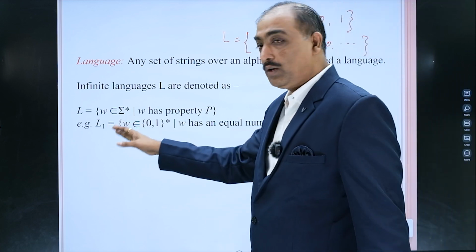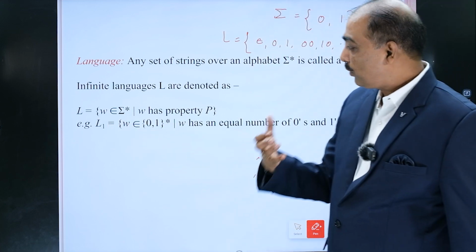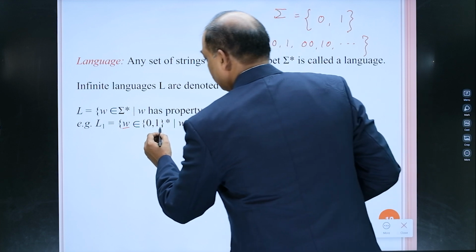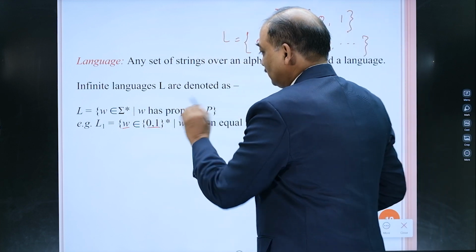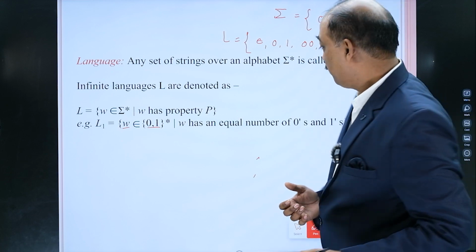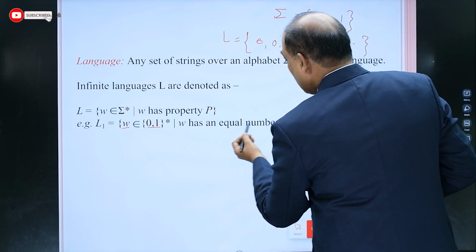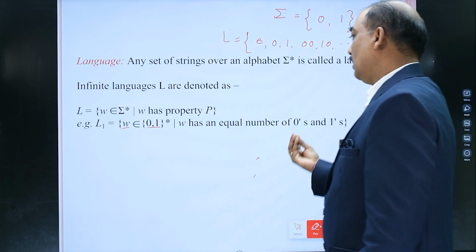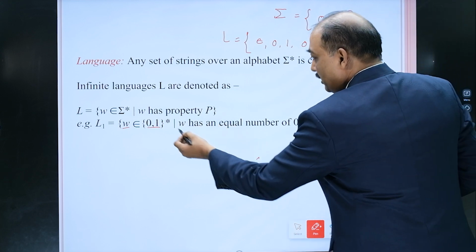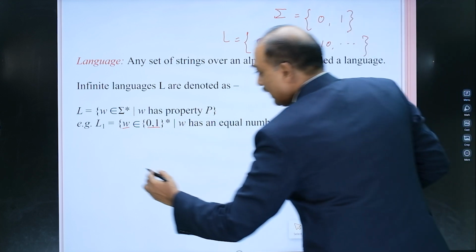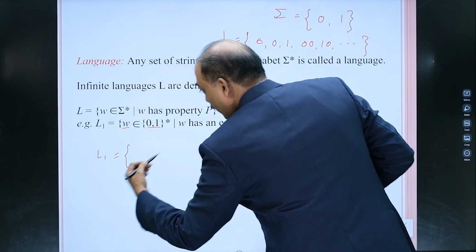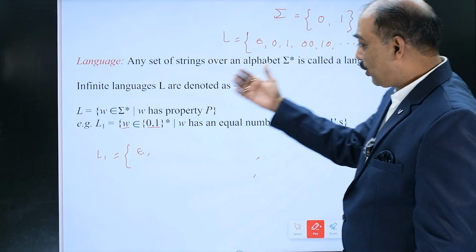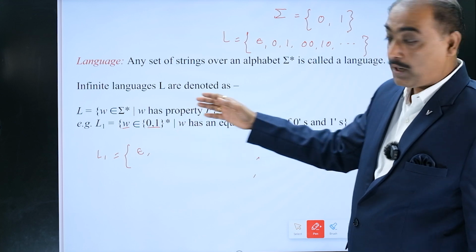So L1 is equal to {W belongs to {0, 1}*}. That means W is nothing but a string, and that string is made up of 0 and 1. When I write star, it means any combination of 0 and 1. What is the property? W has an equal number of zeros and ones. Let's not go into more details, but for the time being, that string must have an equal number of zeros and ones. So how can I write this L1? L1 is equal to the strings with equal number of zeros and ones. I can write epsilon also because it consists of 0 zeros and 0 ones. So epsilon is part of this language.